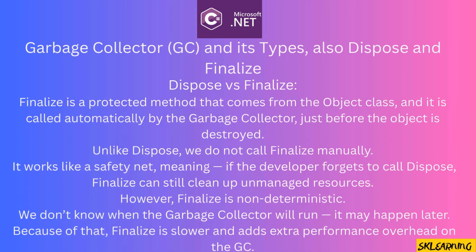Finalize method. Now let's talk about finalize. Finalize is a protected method from the object class, and it is called automatically by the garbage collector just before the object is destroyed. We do not call finalize manually. It works like a safety net. If the developer forgets to call dispose, finalize can still clean up unmanaged resources. But finalize is non-deterministic. We don't know exactly when the garbage collector will run. It may execute later. Because of this, finalize is slower and adds extra performance overhead.